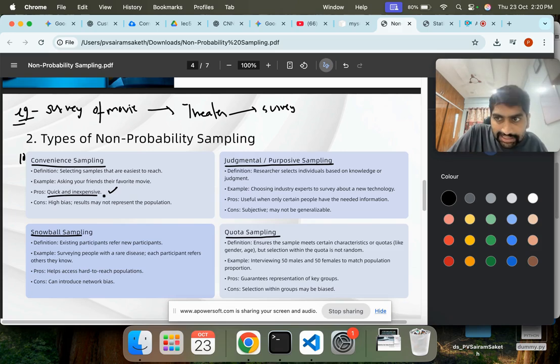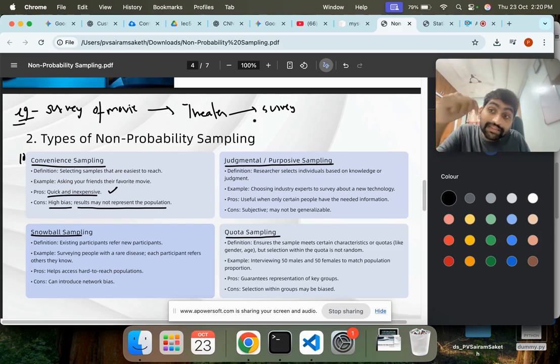But the problem here is it has high bias. The results may not represent the population. Means what? A person has told that this movie is a flop. From this, can you make an insight? You cannot. Maybe for that person the movie is not good, but for another person the movie might be good. So you are not getting accurate results. That's why, to get accurate results, you won't use convenience sampling.